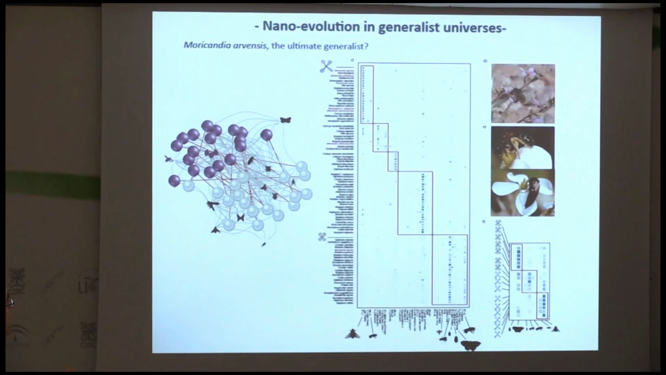Moricandia is visited by completely different fauna during spring than during summer. Yes, they are flowering in March and in July. There are different pollinators going on there in the Mediterranean or semi-arid area of the southeast of Spain.